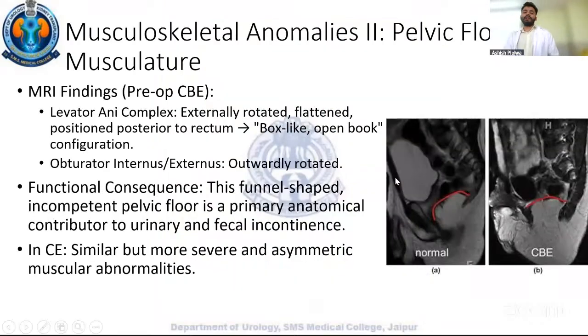When we do the MRI of the pelvic floor, we will find the levator ani complex is externally rotated, flattened, and positioned posterior to the rectum. So it leads to the open book configuration of the levator ani complex. This funnel-shaped, incompetent pelvic floor is the primary anatomical contributor to urinary and fecal incontinence. In cloacal exstrophy, there will be similar findings, but there are more severe and asymmetric vascular anomalies.